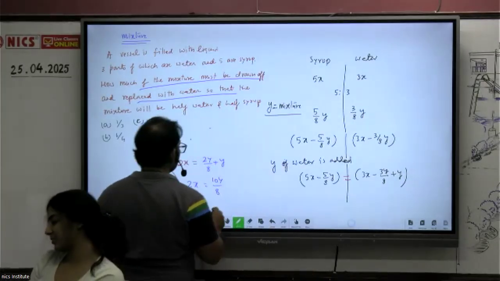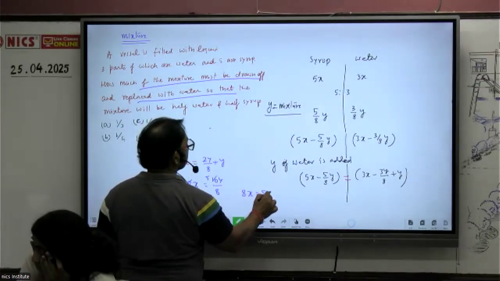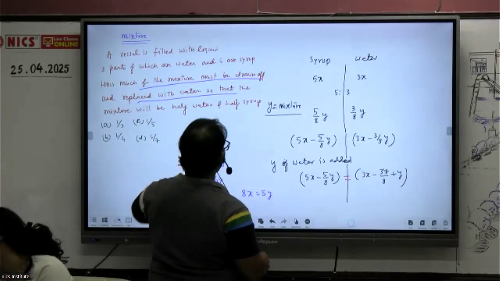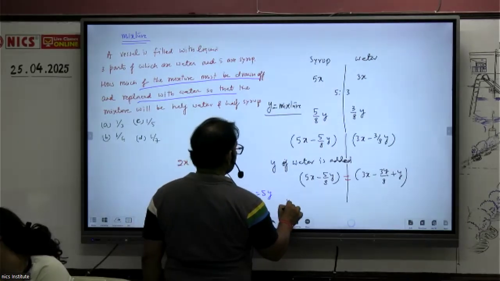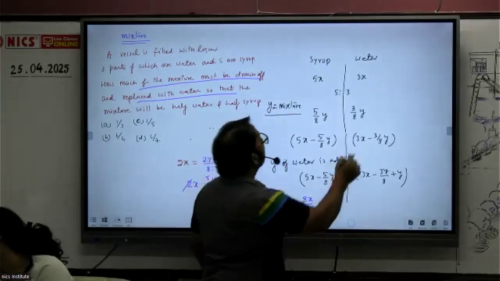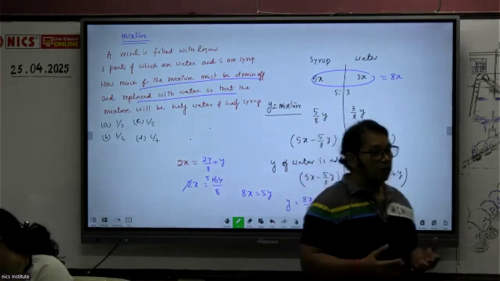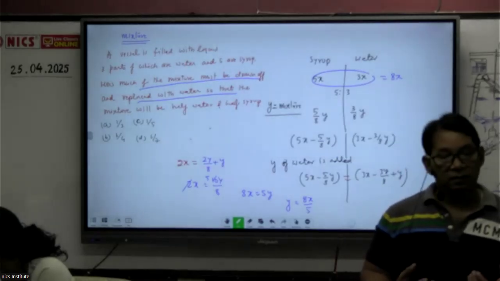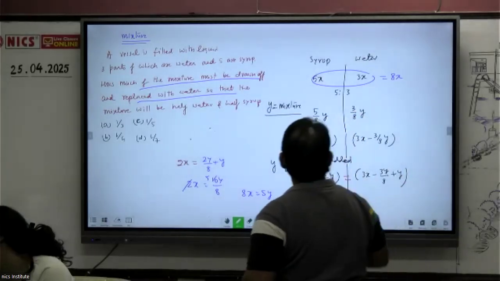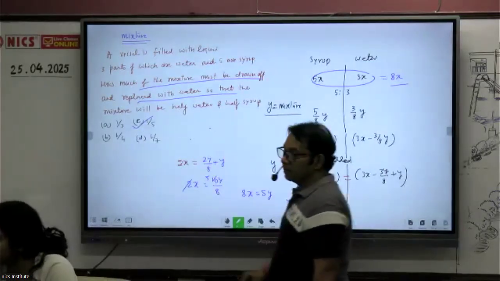So it will be 8x is equal to 5y. And he's asking what? How much of the mixture must be drawn off? So y is 8x by 5. 8x is the total volume. Initial volume was 8x. So how much of the mixture are you taking out? 8x by 5 means one fifth of the total volume. Total volume was 8x. So the answer is 1 by 5.